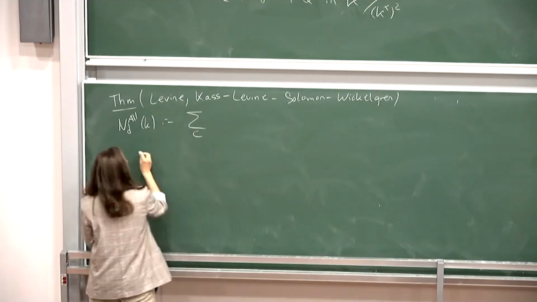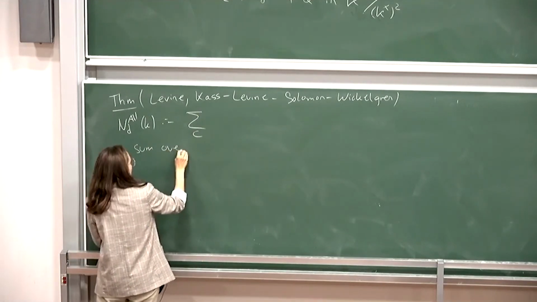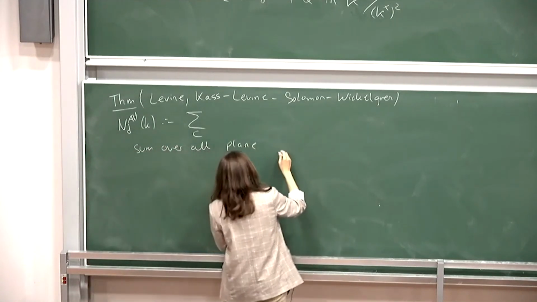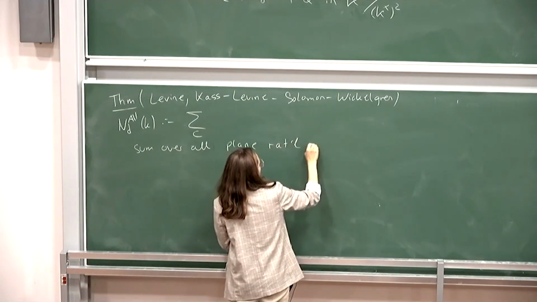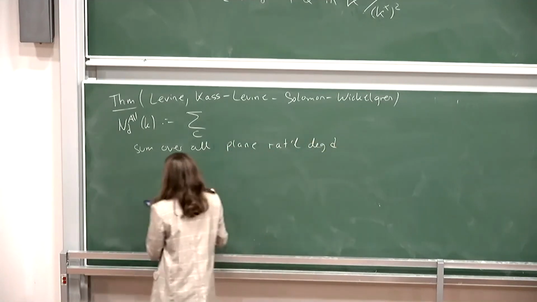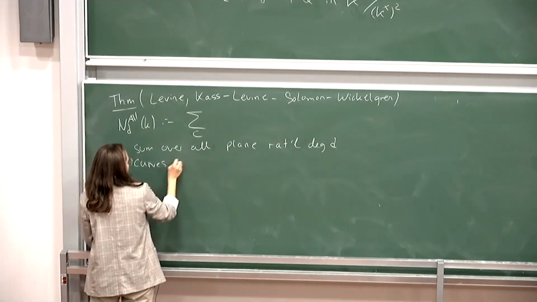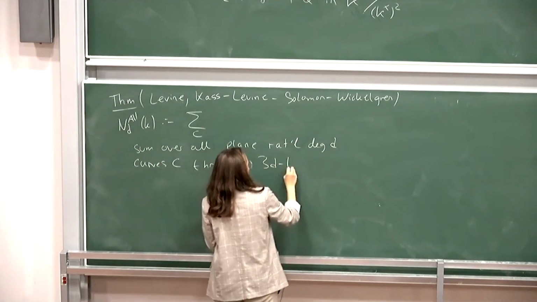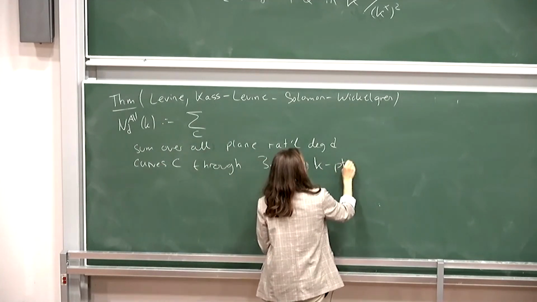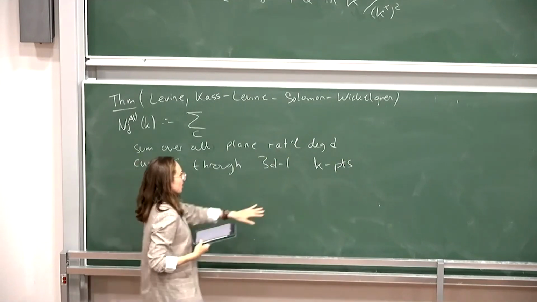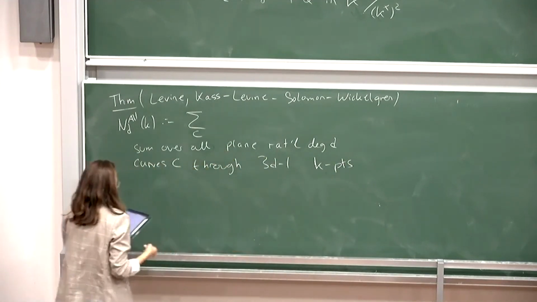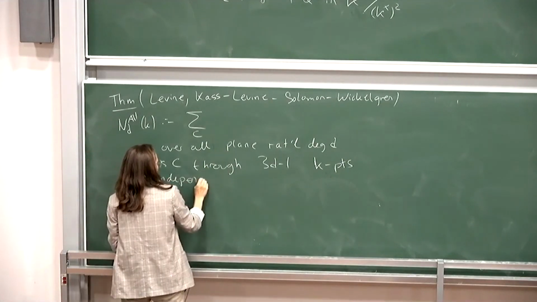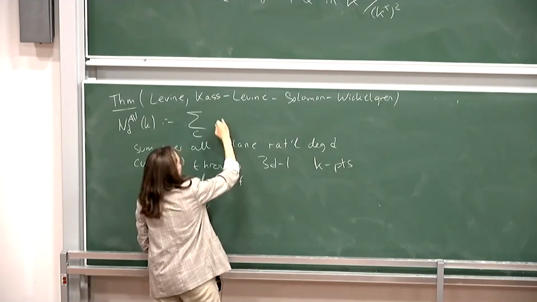curves C. Your sum is over all plane rational degree D curves C through, let's say, 3D minus 1 K points. You can also allow more general configurations of points, but let's stick to this here. This is independent of the choice of points, and then you still need to tell you what I get right here.